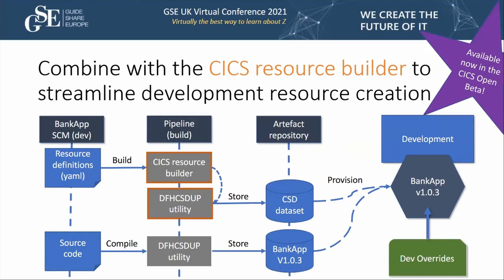What the CICS Resource Builder does is it allows you to define your resource definitions in a YAML format. You can take those YAML definitions, so you take your files, your transactions, your IMAPs and your programs in YAML, and build them using the resource builder, turn them into DFHCSDUP define commands, which you can then run through the DFHCSDUP utility to update a data set, which you could then persist in the artifact repository if you wanted before you deploy the CICS region, or you could just store the DFHCSDUP output commands and then provision using those.